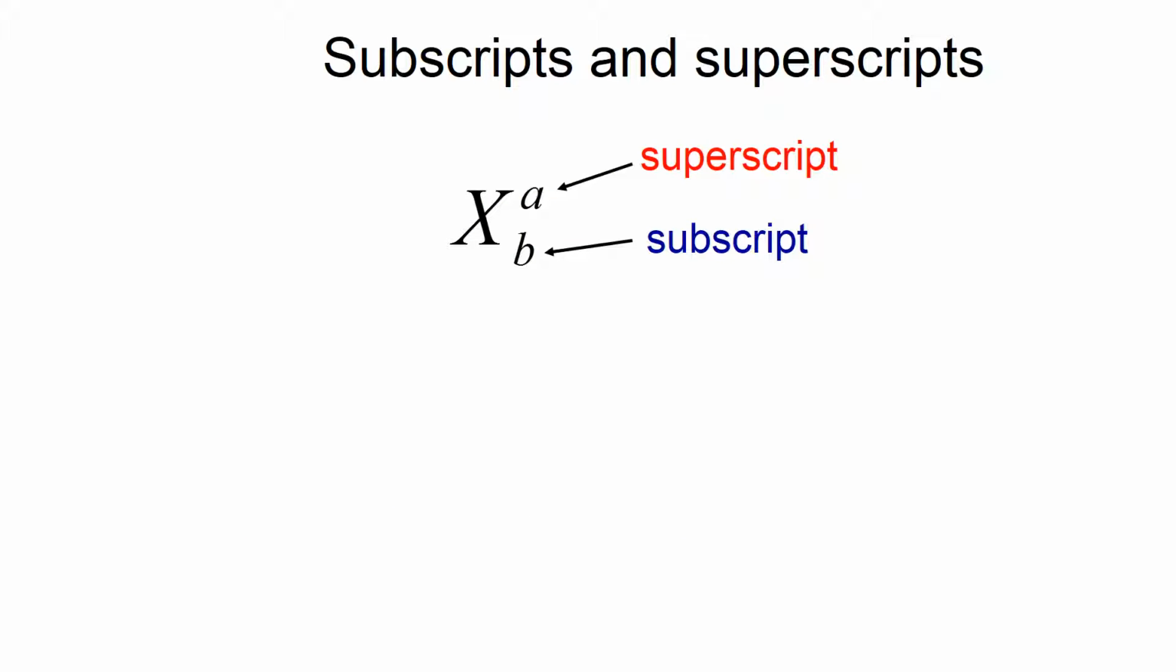Okay, so superscripts and subscripts. These are basically little numbers or symbols that appear just a little bit above or below a variable. So this big X could be anything. This could be a number, so it could be 10, it could be 5, it could be 27 and a half, or it could be one of those variables, it could be alpha, beta.